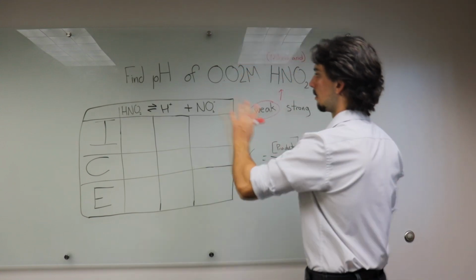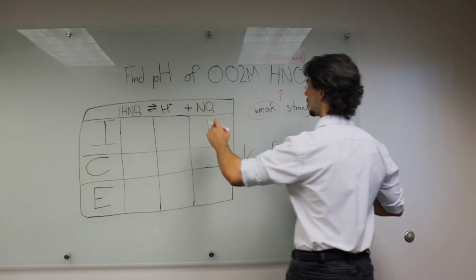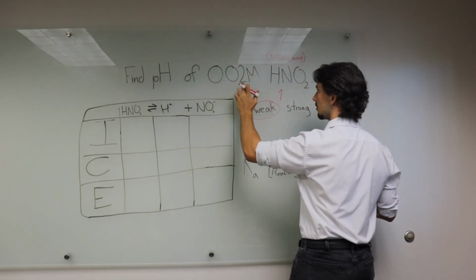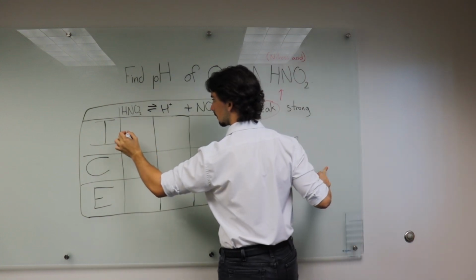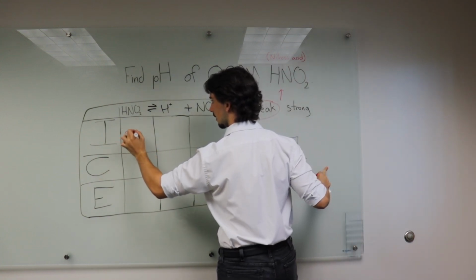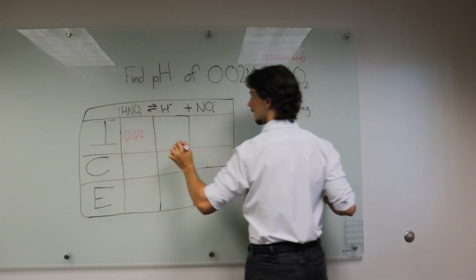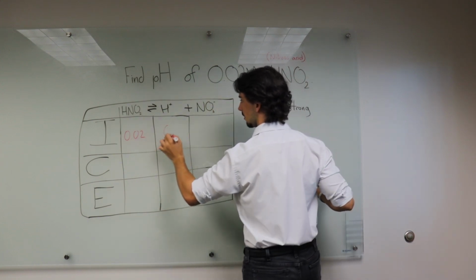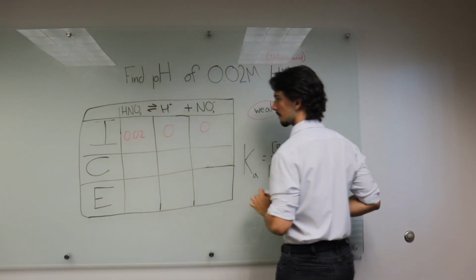So we can start by filling this out. We know initially that we have 0.02 molarity for nitrous acid, 0.02. And we're starting with none of our products.